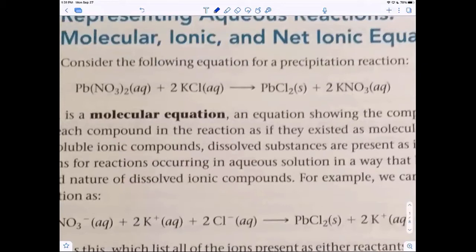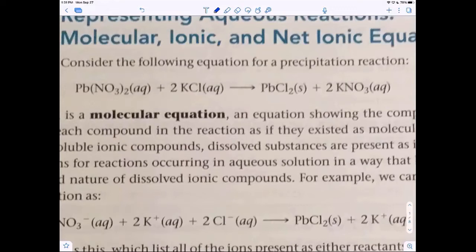So I'll take the solid lead nitrate, usually with a nickel spatula, and push it into a beaker, fill it up with water, mixing it up. Same thing with the potassium chloride, of course, using different spatulas. And then I mix them together, and down falls the lead chloride, and then there's potassium nitrate left in solution. So that's kind of what I see when I look at this equation.